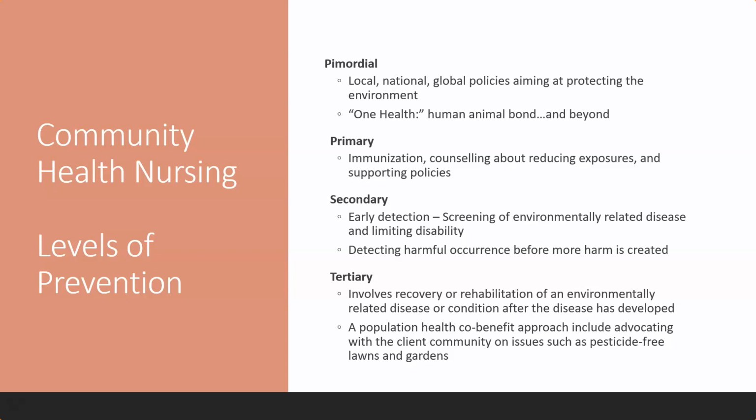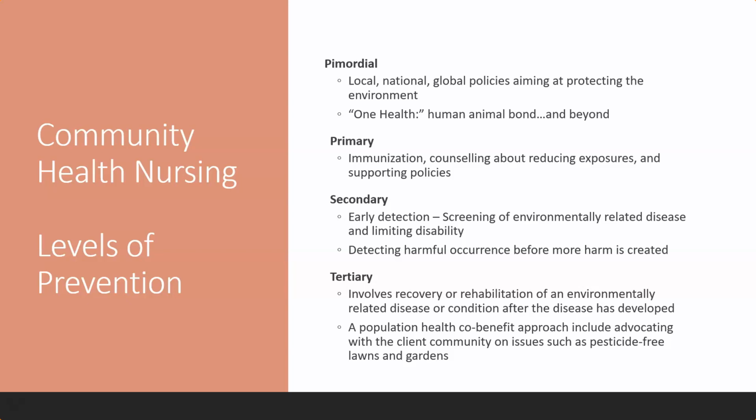Do know these. There are several questions with regards to this, okay? So primordial prevention would be local, national, and global policies that aim to protect the environment. Primary prevention, with One Health, would be an example like immunization, consulting about reducing exposure, and supporting policies as well. Secondary would be early detection, so that's screening of the environment related to disease and limiting disabilities.